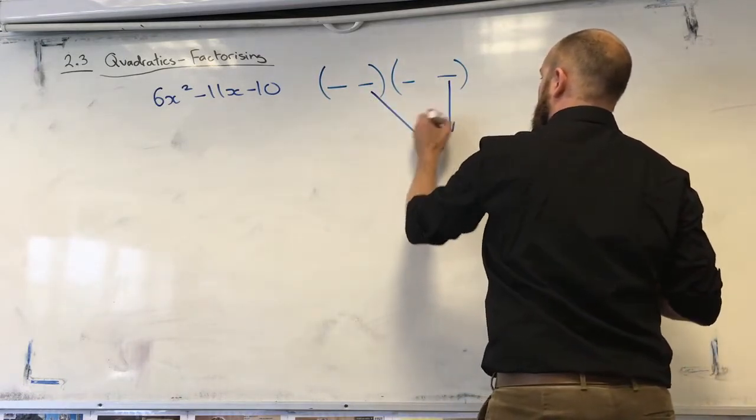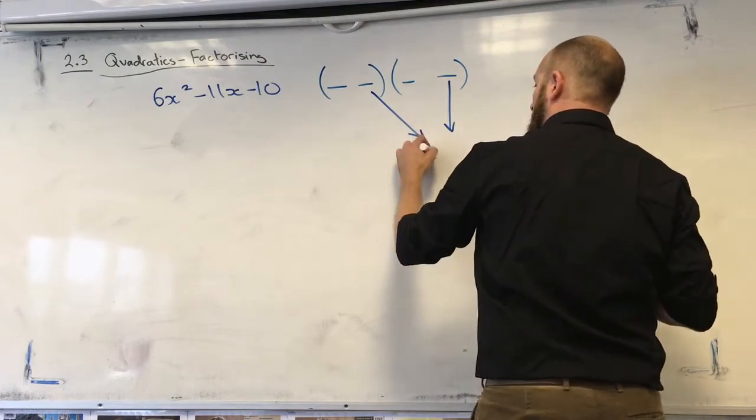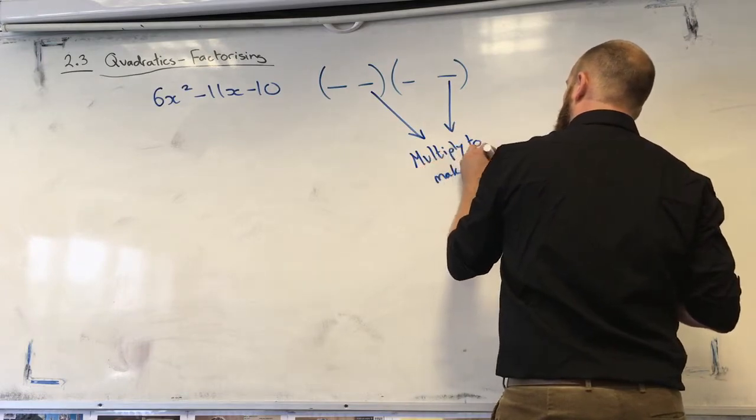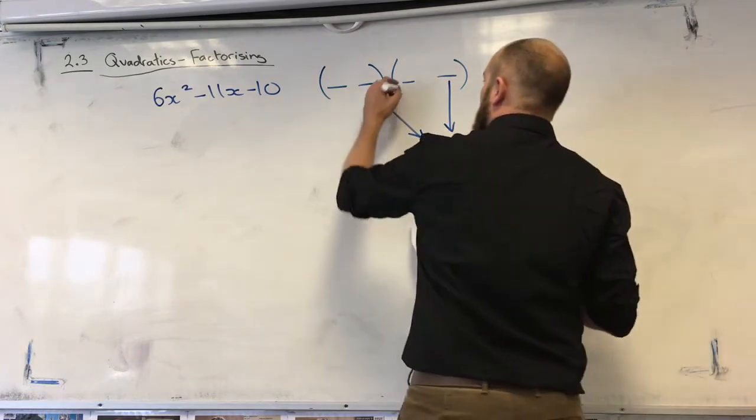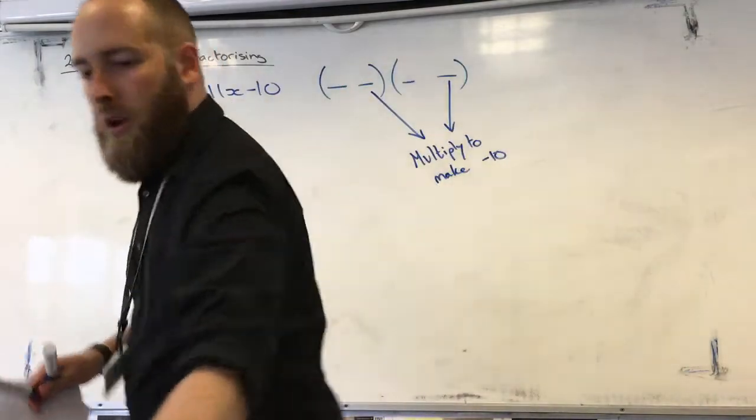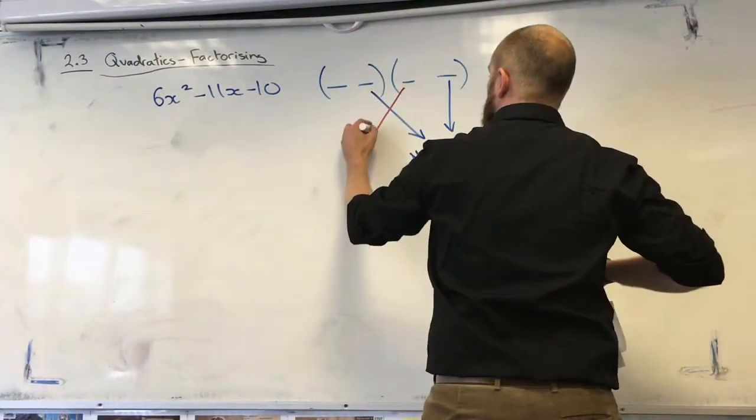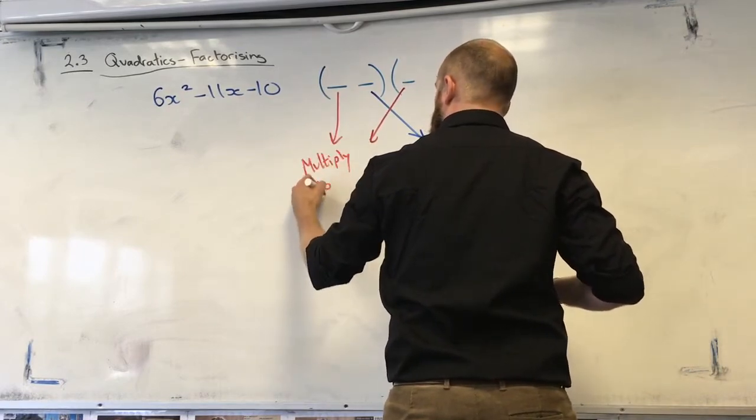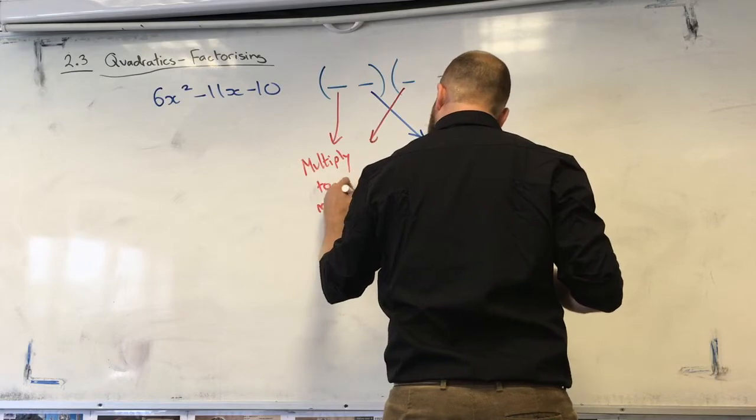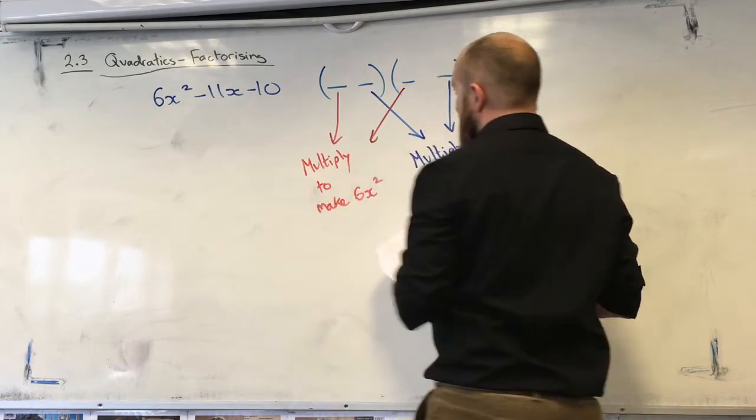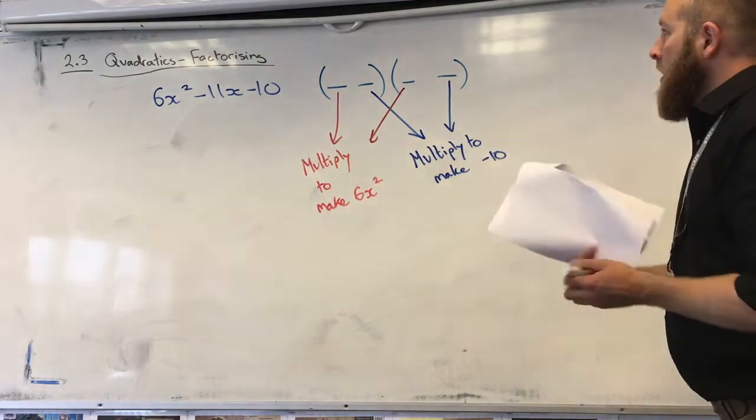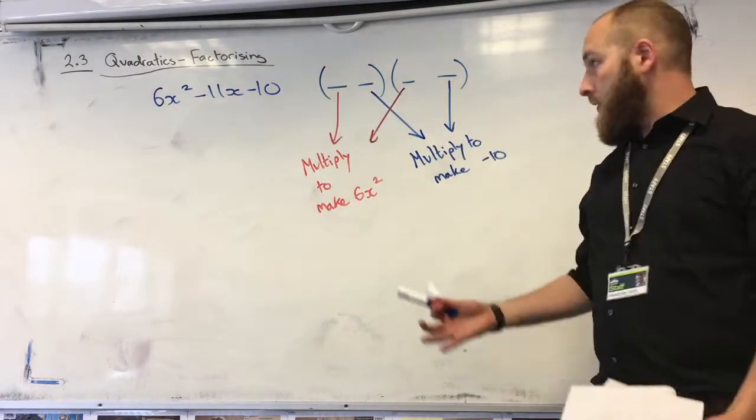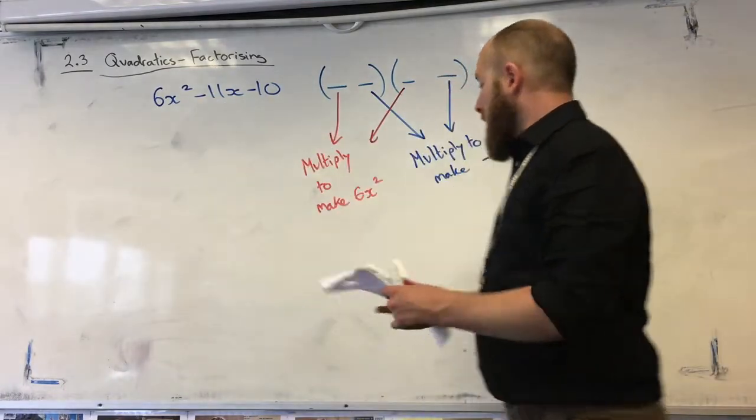These two have to multiply to make minus 10. And these two have to multiply to make 6x squared. And we also know this times this plus this times this have to add together to give 11, or minus 11. So there's a few ways you can do this.